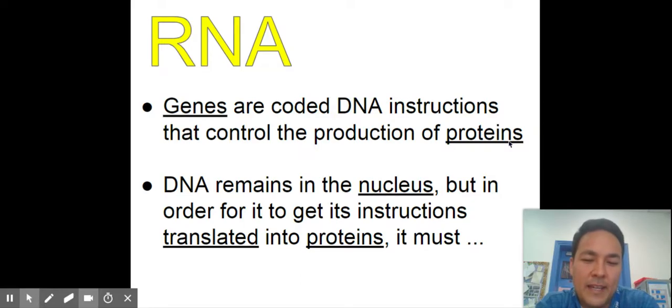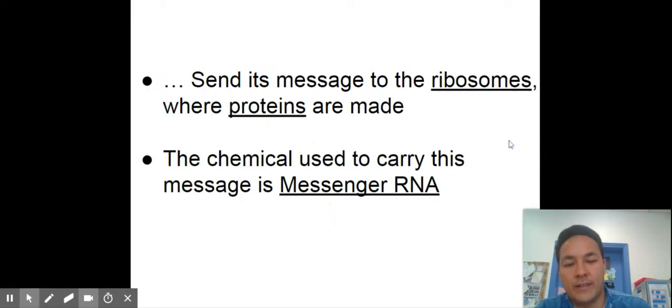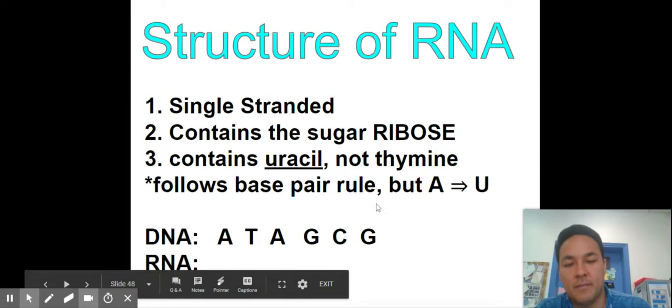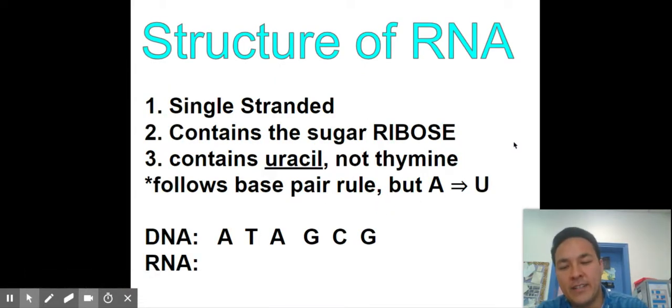All right, so genes are sections of DNA, right? But DNA's got to remain in a nucleus. It can't get out through the nuclear pores. So how can we make proteins that reflect the code of the gene in the DNA? Well, we give a transcript, and that transcript is called messenger RNA. And messenger RNA is going to match the information in the DNA. See if you can do it here.